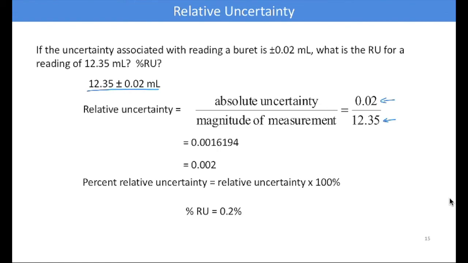So if we just do that division, we get a relative uncertainty of 0.0016, and we can round that to one significant figure. We'll talk a little bit later on about why an uncertainty is only going to have one significant figure. It doesn't matter as much for relative uncertainty, but when we talk about absolute uncertainty, it should only have one significant figure. So there's our relative uncertainty, 0.002. If we want a percent relative uncertainty, then we just multiply it by 100%, and our percent relative uncertainty is 0.2%. That's all I have for this chapter.